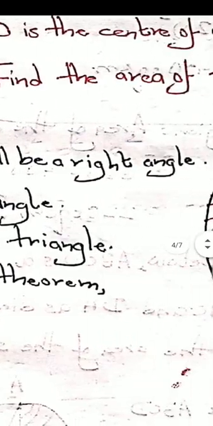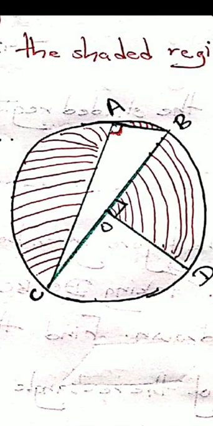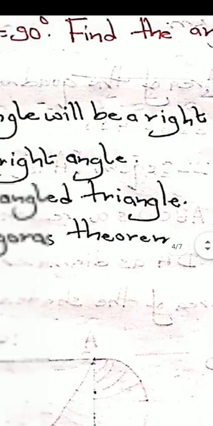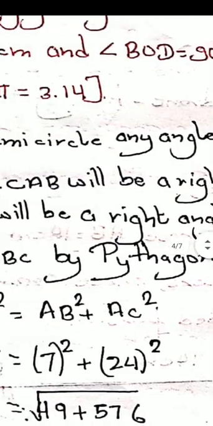Before going into solving this problem, I need to tell you one fact which is a part of your class 10 syllabus, which says if I draw in a semicircle any angle, in this case CAB is an angle inside the semicircle, CAB will always be a right angle. What I'm trying to say is, angle in a semicircle will always be a right angle. Keep that in mind, okay? So in a semicircle, any angle will be a right angle. So this is the property I'm using.